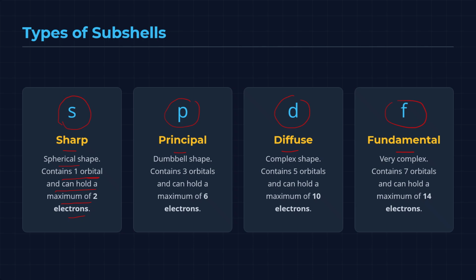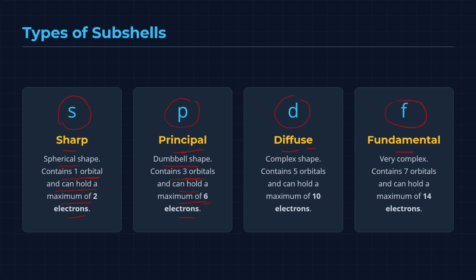explanations. Now second, the p subshell, whose full form is principal. You know that the p subshell is dumbbell shaped and contains 3 orbitals, which we studied in the quantum numbers topic, and they can hold a maximum of 6 electrons, because we know that one orbital can accommodate a maximum of 2 electrons. So the p subshell has 3 orbitals in total, so it can accommodate a maximum of 6 electrons.